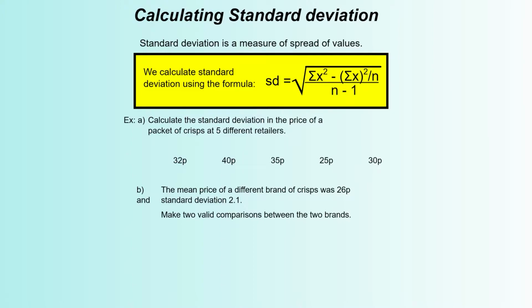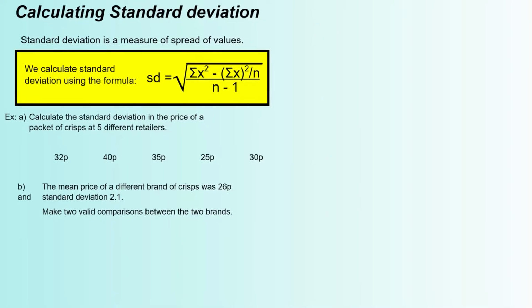I'm going to move this over so we've got a little bit of space to work with. There are a few things in the formula we need to know. We've got the sum, in sigma notation, which means sum of, or total. So this means a total of the x squareds, and this is the total of the x's, squared. It's the fancy way of saying total.